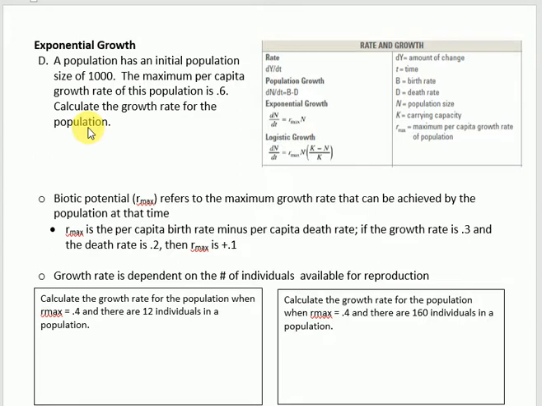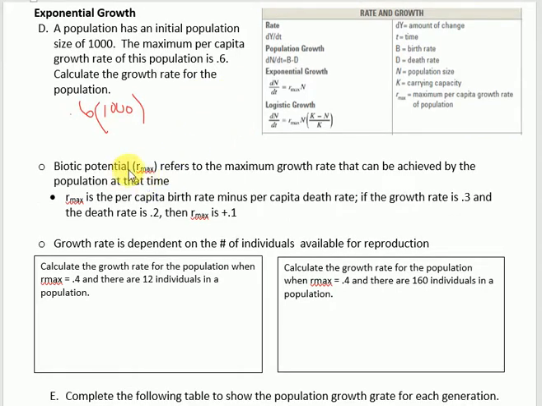So D, a population has an initial population size of 1,000. Maximum per capita growth rate of this population is 0.6. Calculate the growth rate. So first of all, your 0.6 is your Rmax. So we're going to take that 0.6 times the 1,000. And that's going to be 600 individuals per year.